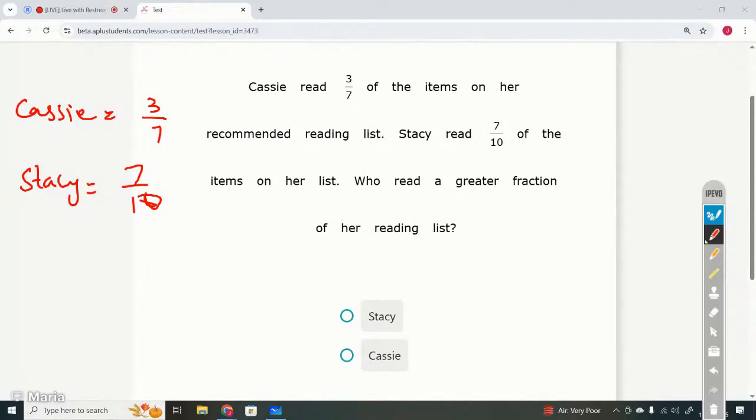So 3 divided by 7 times 100 equals 42.8%, and 7 by 10 times 100 is 70%. Who read a greater fraction of her reading list? So which is the correct option? The correct option is Stacky has the greater fraction of her reading list. Option number 1 is the correct option.